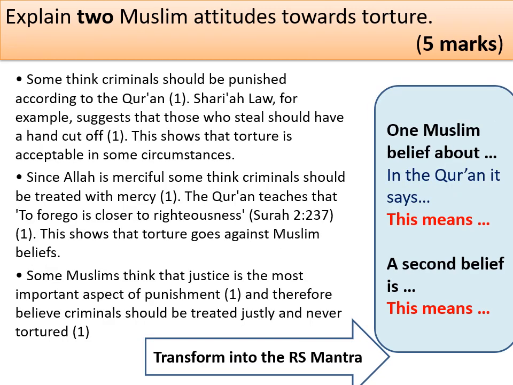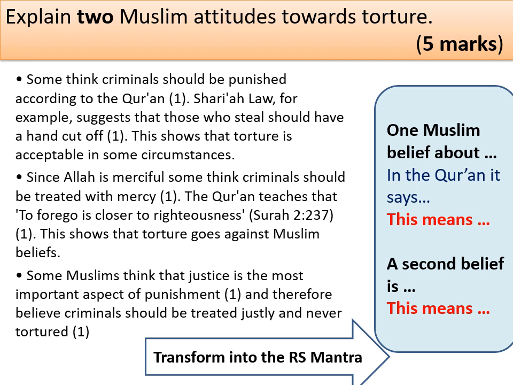Okay, so here's a 5-marker about Muslim attitudes towards torture. Some of the punishments that are written in the Quran, such as having the hands cut off for those who steal, could be seen as a form of torture, and that would show that torture is acceptable in some circumstances. Remember the quote we looked at a moment ago: but whoever transgresses after that will have a painful punishment. So the idea is that if other forms of punishment haven't worked, then a painful punishment, a form of torture, might be appropriate in those circumstances.